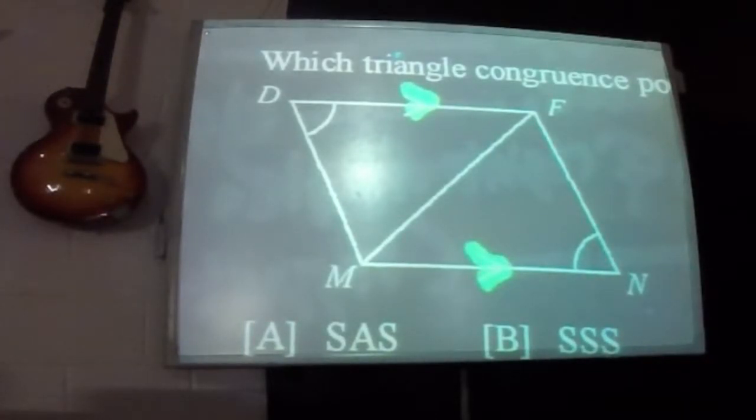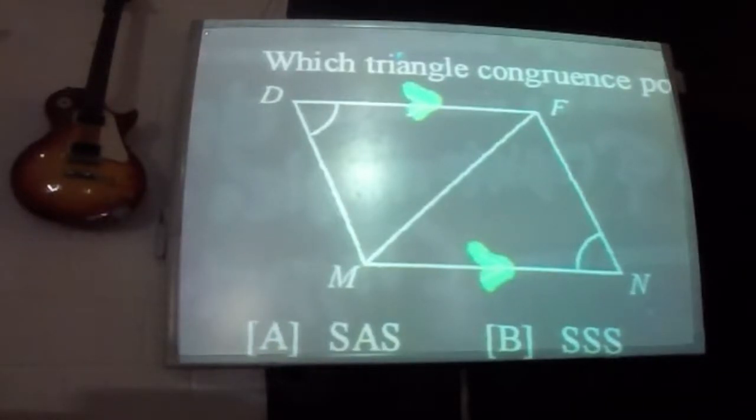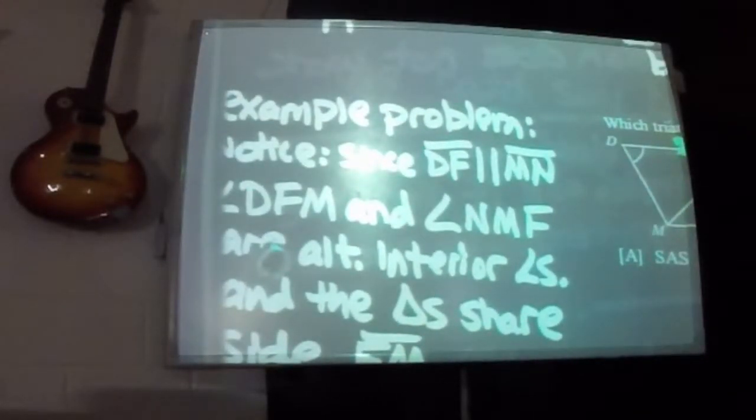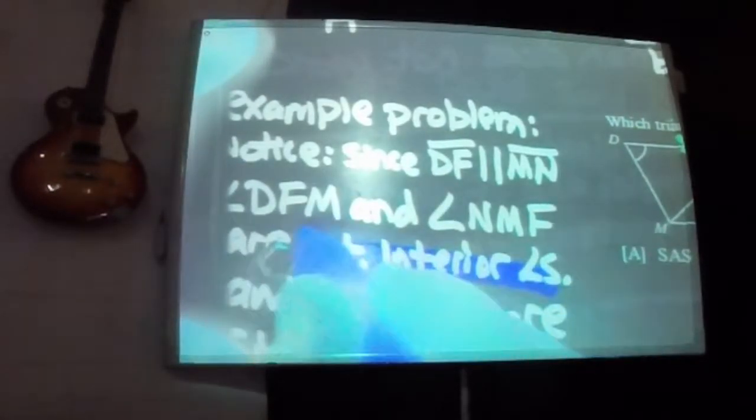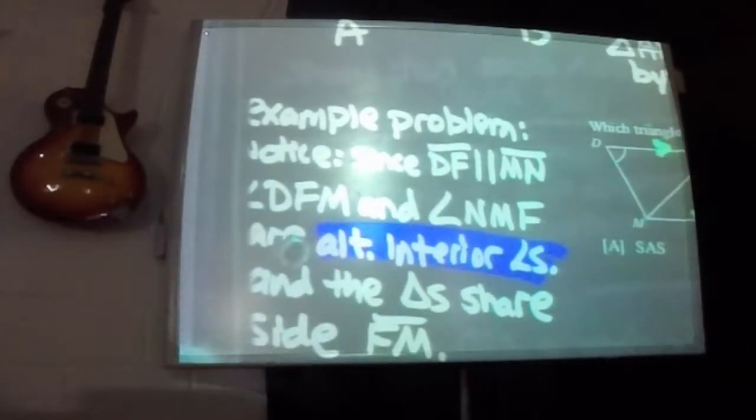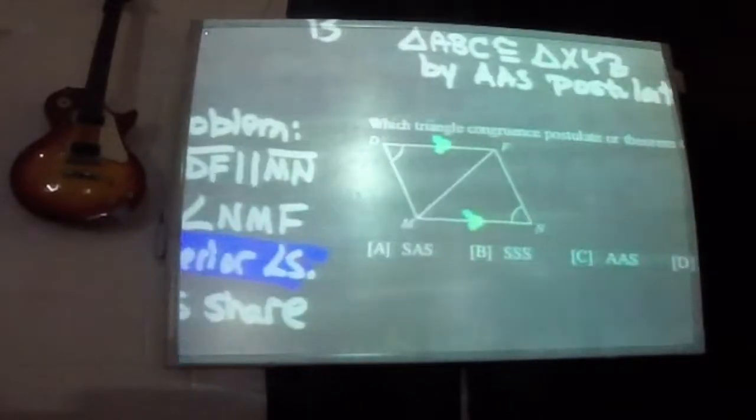They share the same side. Okay, if the lines are parallel, we should be looking for, let me highlight it here for you, alternate interior angles. You probably got some alternate interior angles. You need to look and see if you have some alternate interior angles congruent that we could mark.